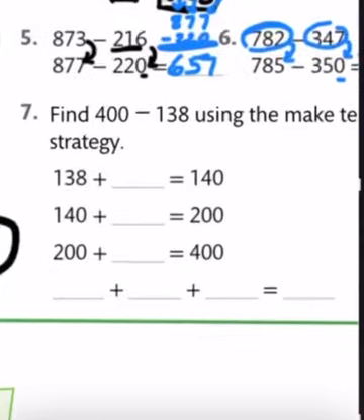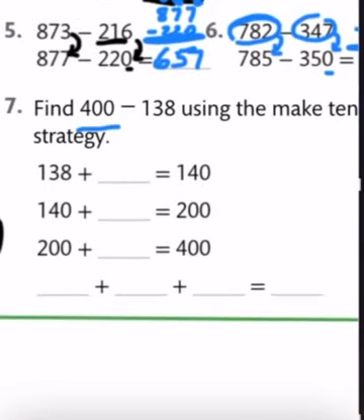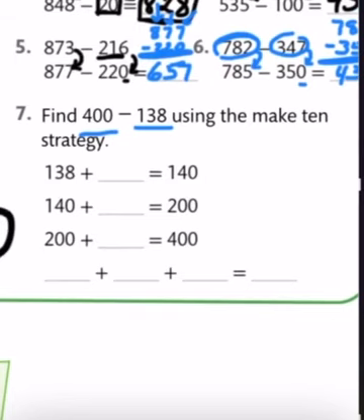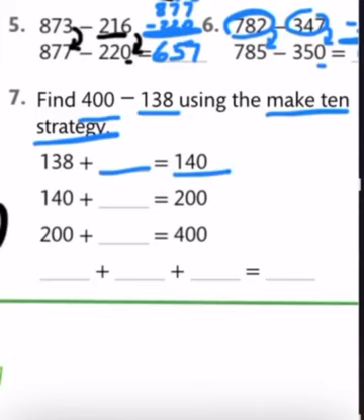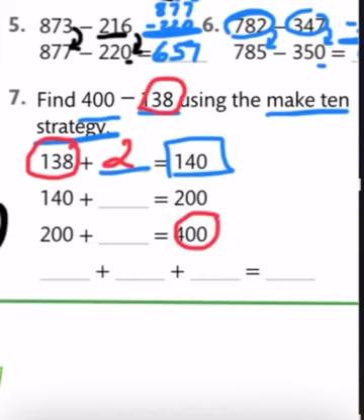Okay. And finally, number 7, we're going to find 400 minus 138 using the make 10 strategy. So 138 plus something gets us to 140. Okay, that's 138 plus 2. What we're really doing here is working our way from 138 up to 400. Okay, so we added 2 to get to 140. So now we want to get to something that ends in hundreds. We have 140. We're going to add 60 to that to get to 200.